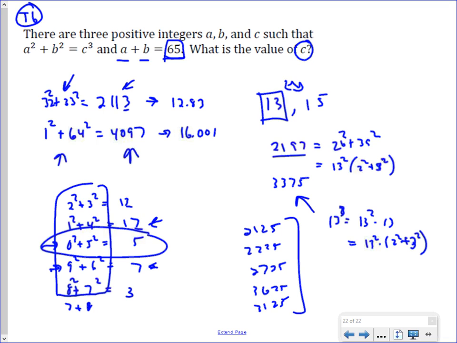So again, not a lot of direct math, but a lot of logic used to come up with our answer of 13.